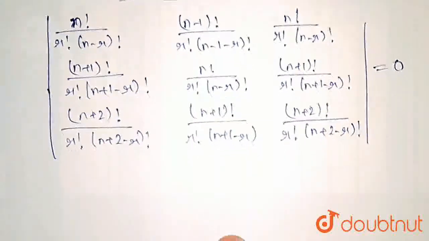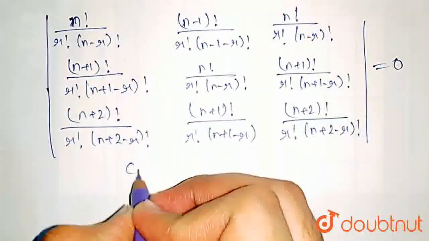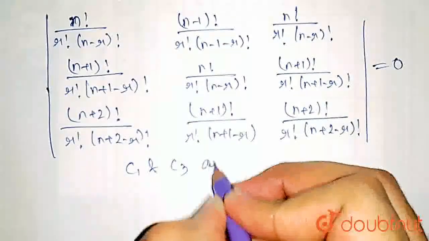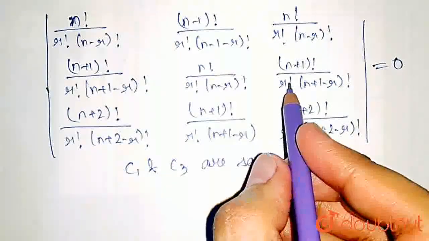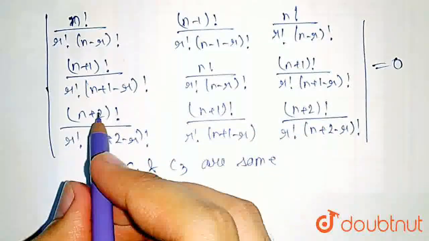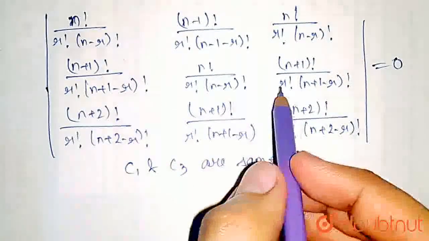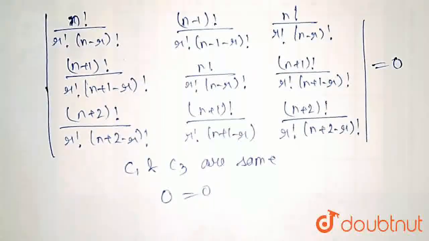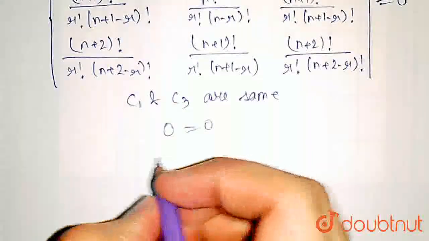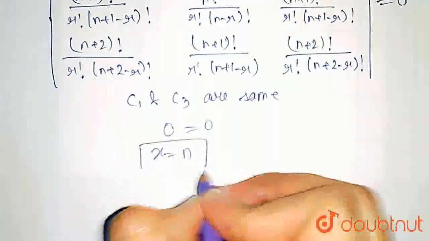Now if we closely look here, C1 and C3 are same. Since C1 is equal to C3, this determinant will be equal to 0, because we know according to properties of determinants, if any two columns are equal, then the value of the determinant will be 0, which is equal to 0. So the first root is known to us, that is x is equal to n is a root.